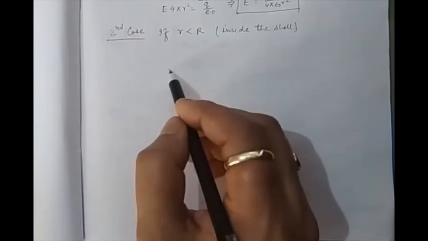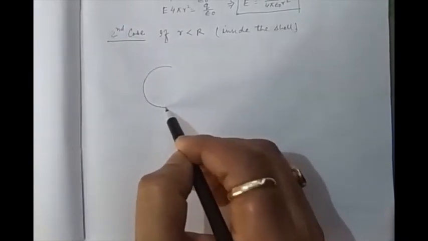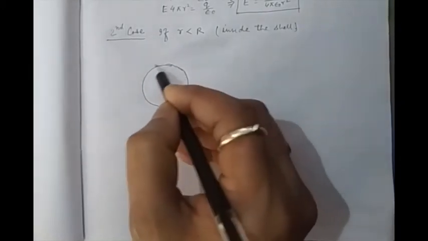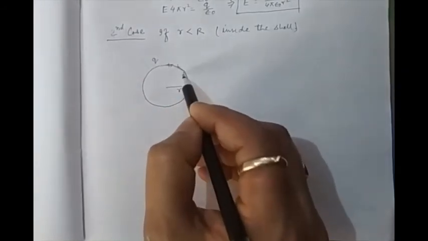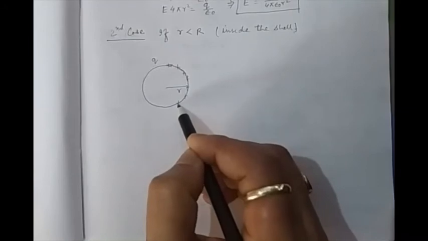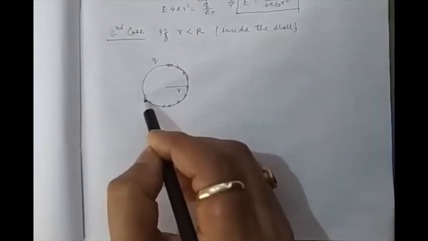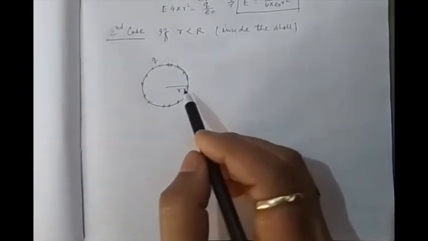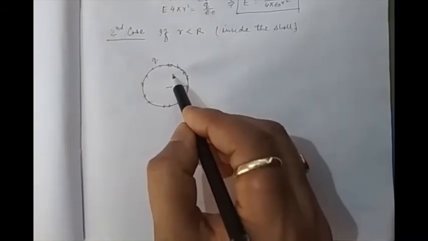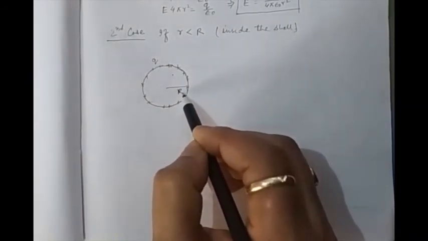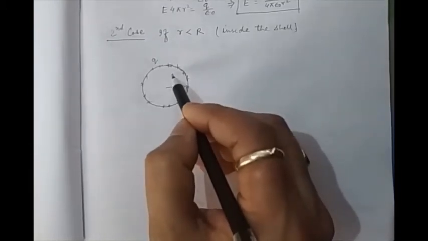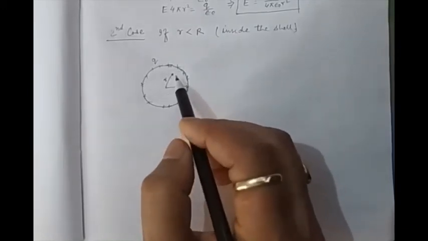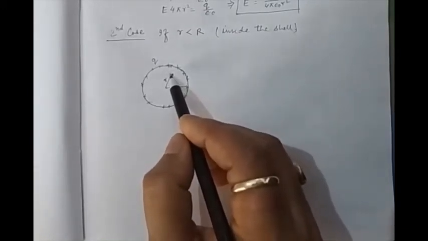Consider a hollow sphere of radius R. Charge Q is uniformly distributed over its surface. A point P lies at a small r distance from the center of the sphere, and this point is inside the hollow sphere.